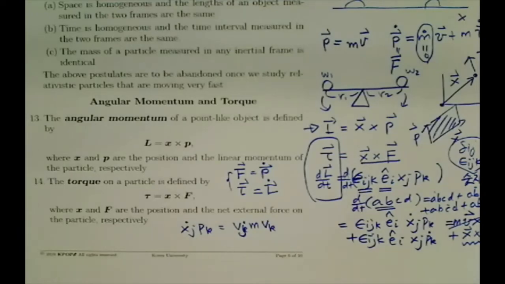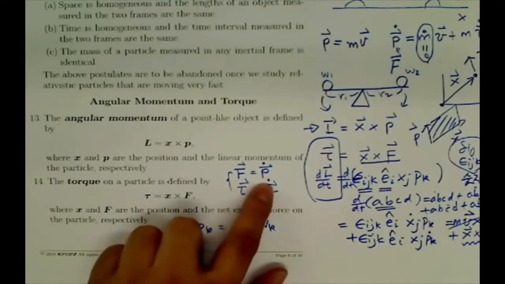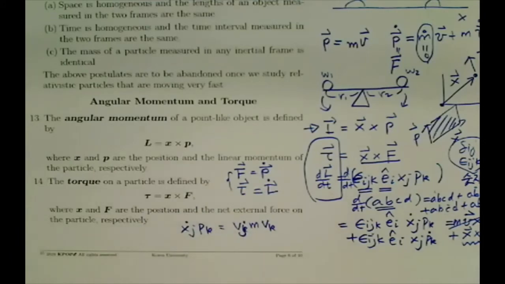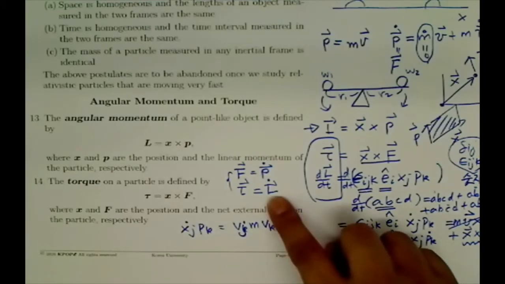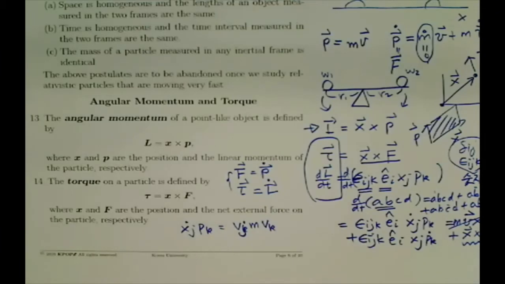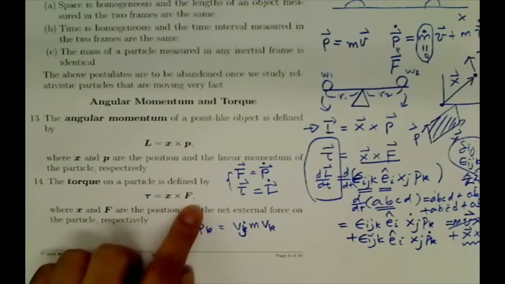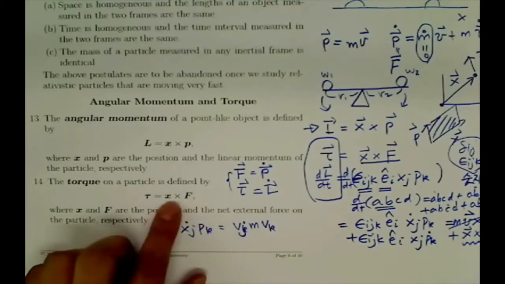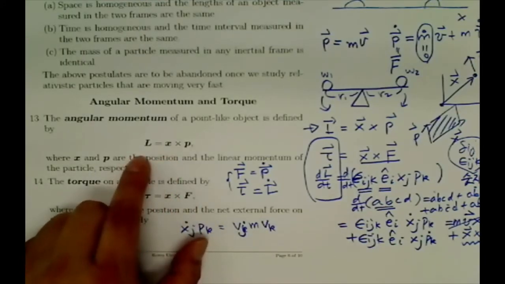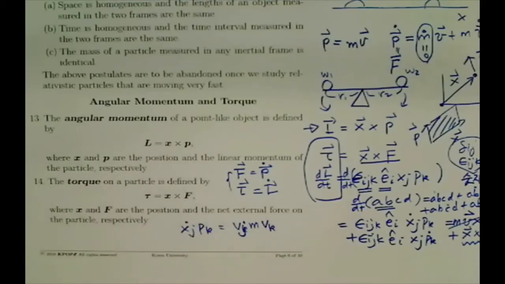In the linear case, F equals ma is actually F equals the time derivative of momentum. And the rotational version of Newton's second law is torque equals the time derivative of orbital angular momentum. Torque is x cross F. F is the external force applied to that particle, and x is identical to the x used for the definition of orbital angular momentum.